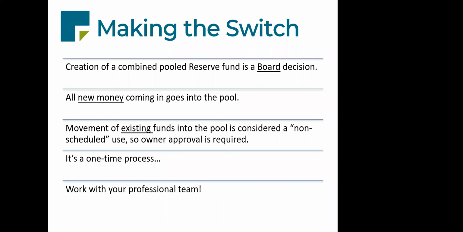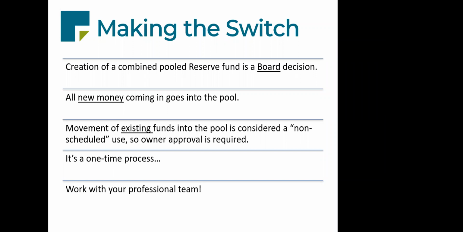First and foremost, you need to understand the board of directors can create a new pooled reserve account all by itself. Okay, so for example, the board could say, as of this upcoming 2023 fiscal year, all of our new incoming reserve money is going to go into this pool of funds. That itself does not require the owners to vote. It's only if the board wants to move money from those existing straight line accounts, those buckets, into this new pooled fund, that's when the owners have to vote and approve that.